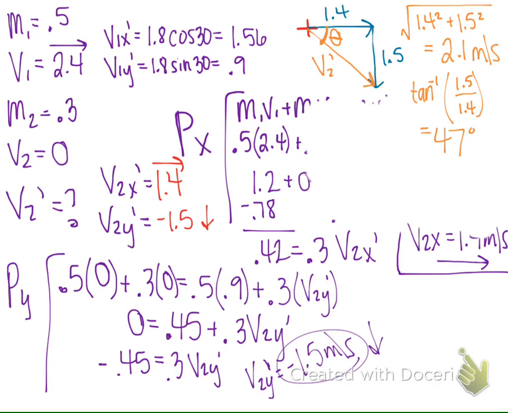46.97. 47 degrees. Okay, so if we're at 47 degrees for this theta, it's 47 degrees what of what? North of east? No, we're south of east. South of, yeah. South of east. We went east and then south, so it's 47 degrees south of east.